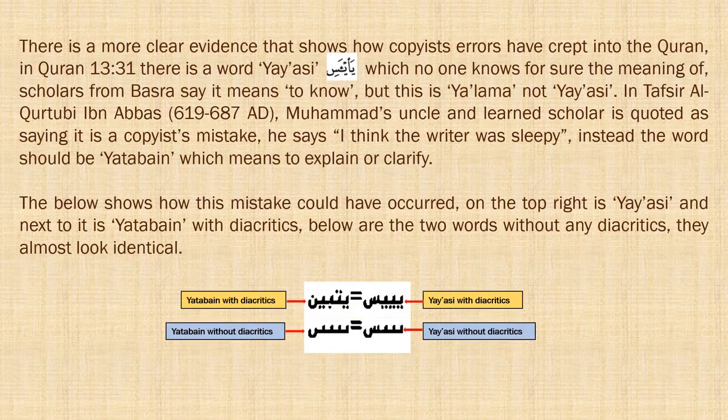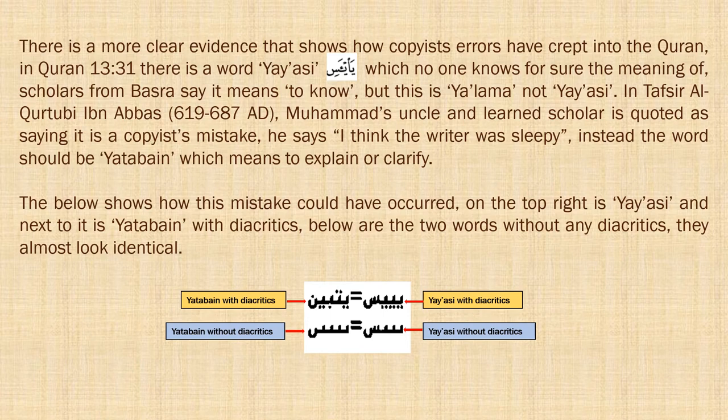There is more clear evidence that shows how copyist errors have crept into the Quran. In Quran 13:31, there is a word, Ya'asi, which no one knows the meaning of. Numerous translators and commentators have given a multitude of explanations. Scholars from Basra say it means to know, but this is Ya'lam, not Ya'asi. In Tafsir al-Qurtubi, Ibn Abbas, Muhammad's uncle and learned scholar, is quoted as saying it is a copyist error. He says, quote, "I think the writer was sleepy."